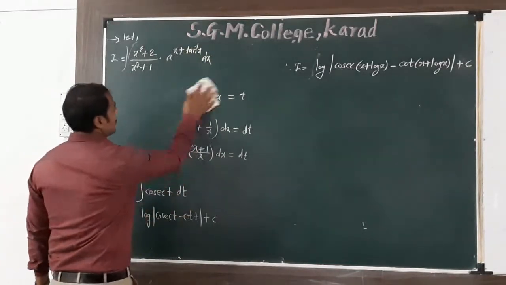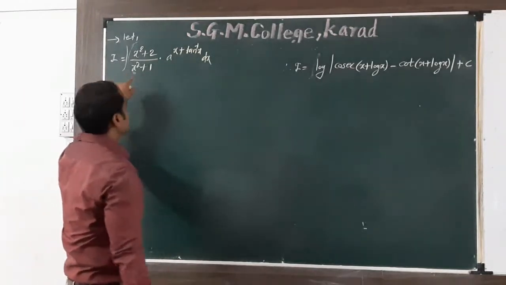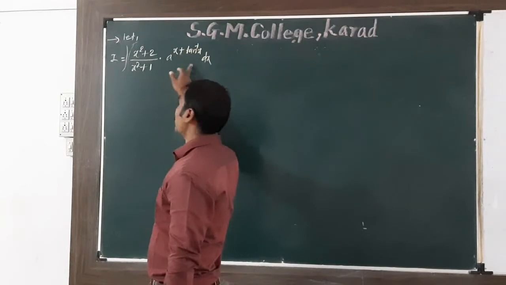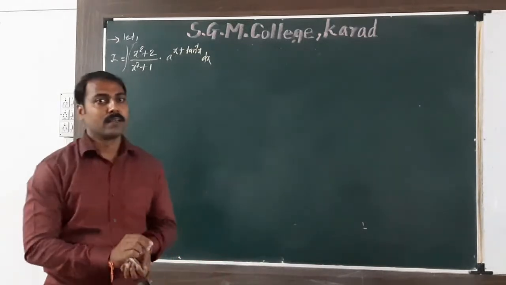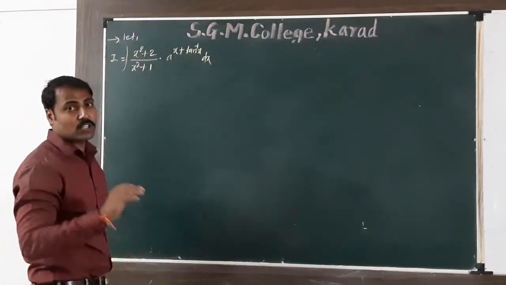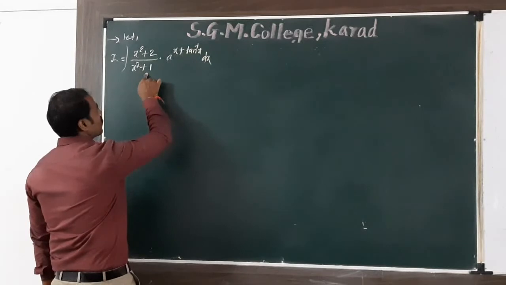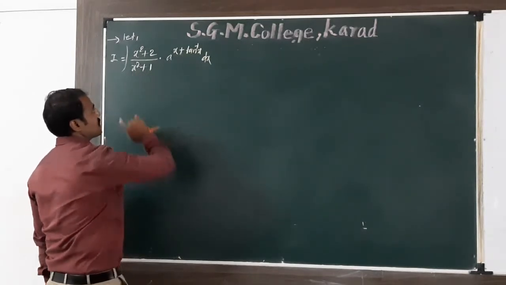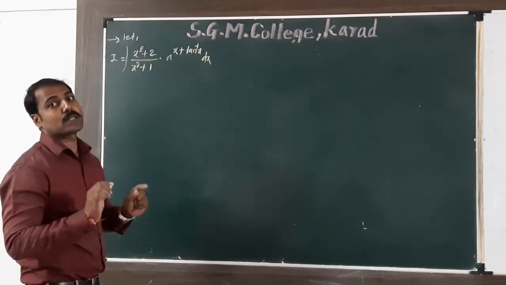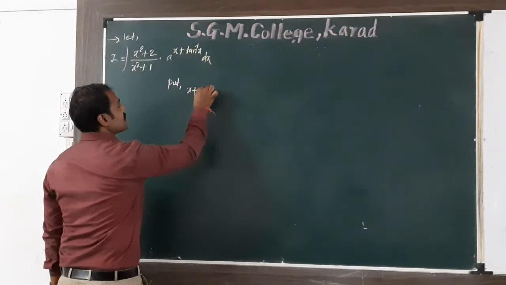First, it is an example of integration, so denote the given integration by I. In the solution, write: let I is equal to the integration of (x square plus 2) divided by (x square plus 1) into a raised to (x plus tan inverse x). Now look here. If the substitution is possible, we know that the derivative of tan inverse x is 1 upon 1 plus x square, and here is the term 1 plus x square. Now, what about x square plus 2? So make a proper substitution here. I can substitute for the term x plus tan inverse x.